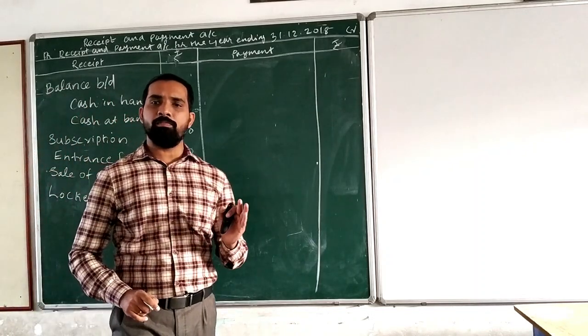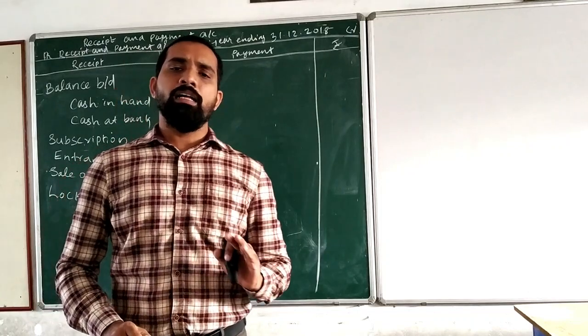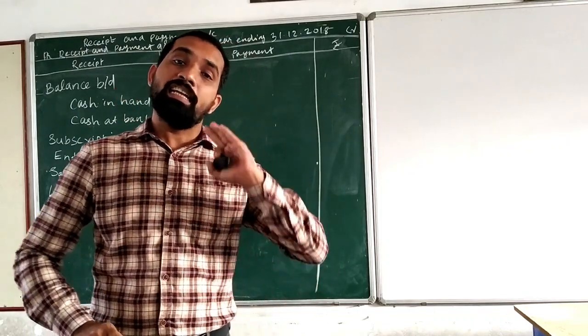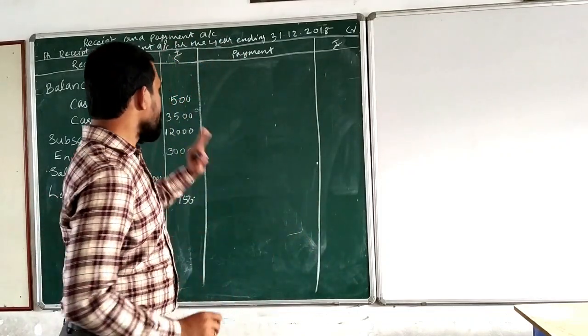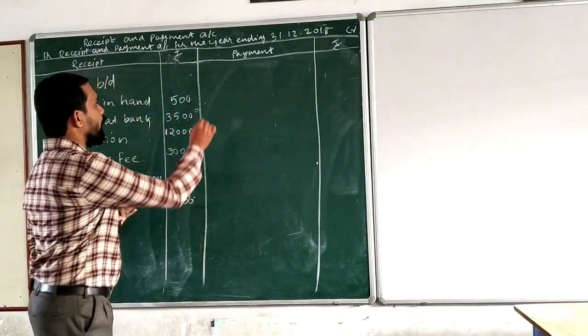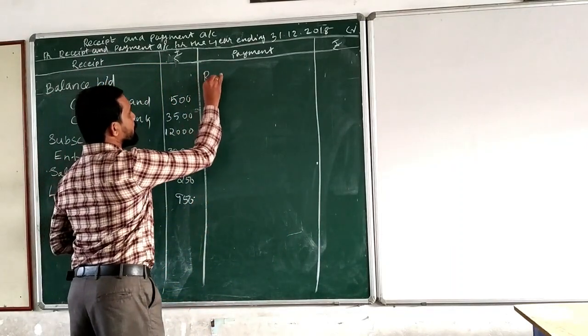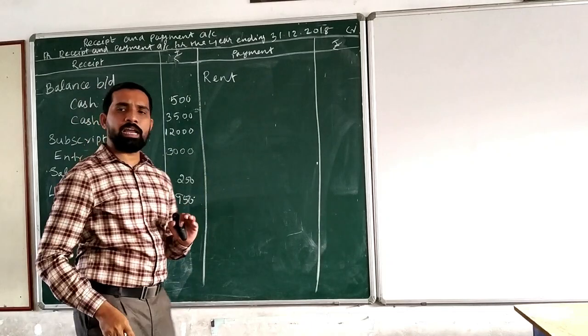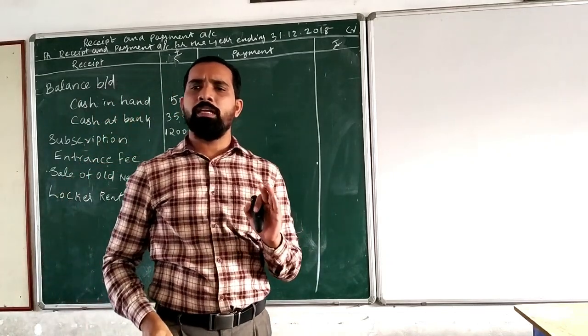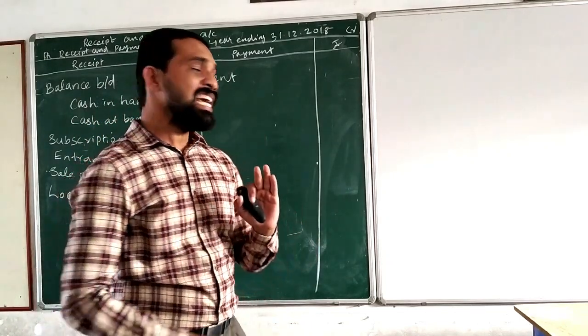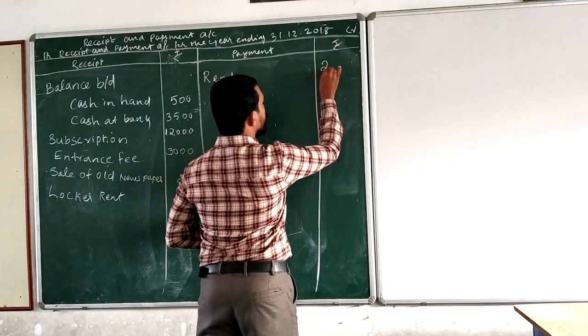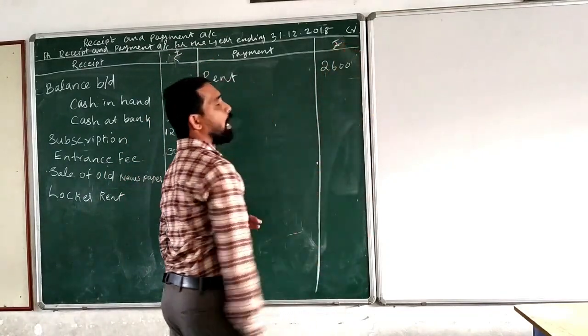Next item, rent paid. Rent paid means what? It's a payment. So rent paid is shown on the payment side, that is rent. How much rupees rent paid? Rupees 2,600. The next item, what is it?